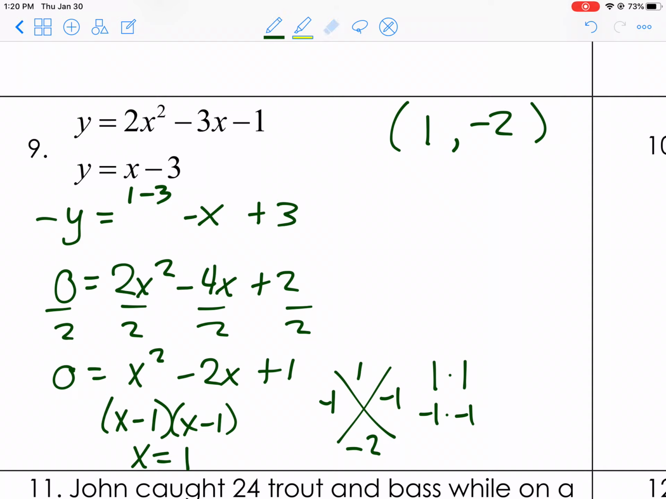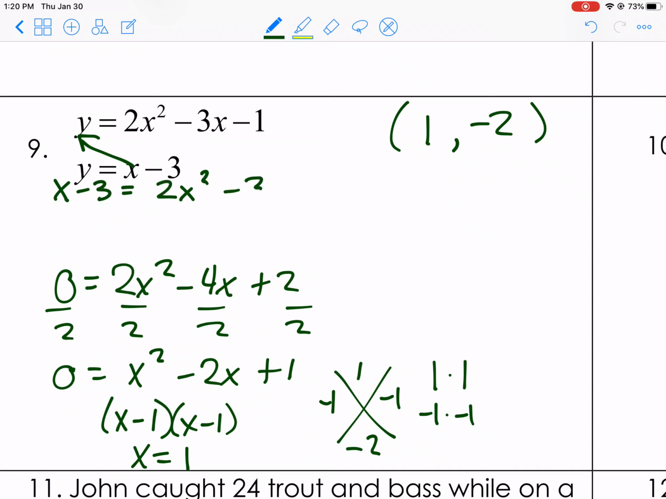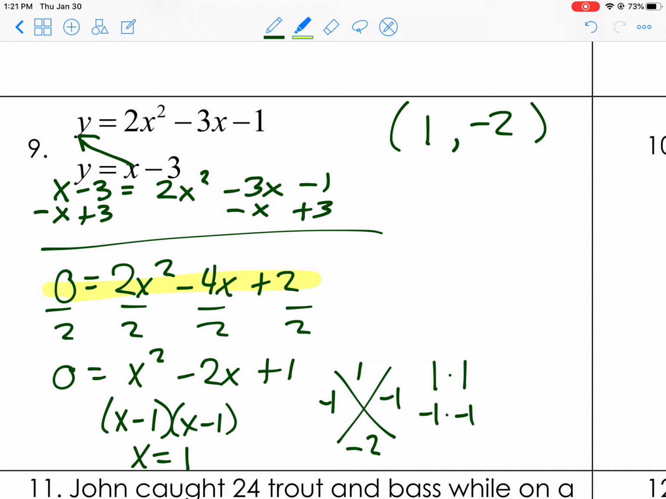Okay, I'm going to go back and do substitution, but I'll keep all that lower stuff just as is. So I'm going to put this right there. That would look like x minus 3 equals 2x squared minus 3x minus 1. So I'd subtract x from both sides, add 3 to both sides, and I would get 0 equals 2x squared minus 4x plus 2, right? Same thing is right there, and then the rest is the same.